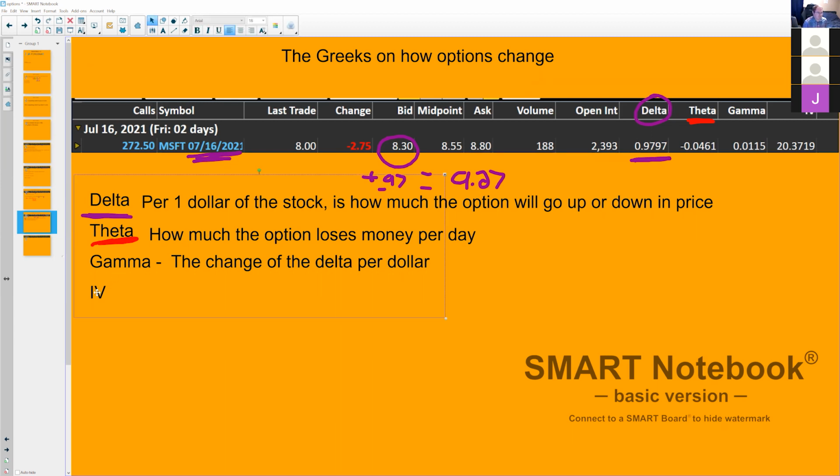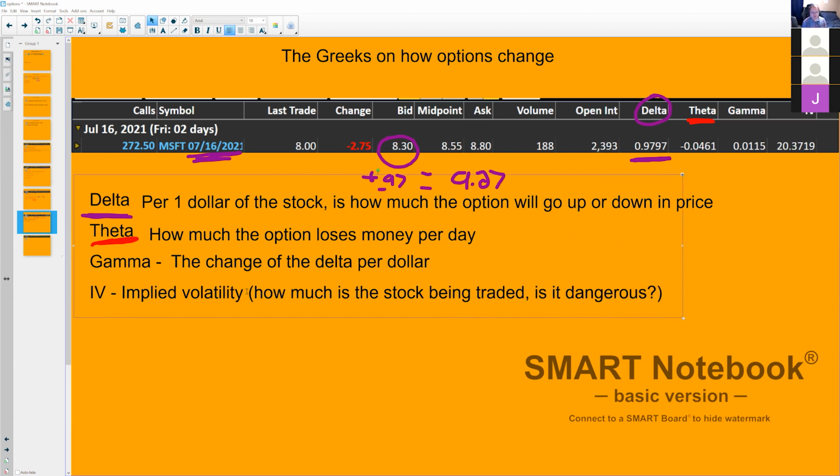IV, that's a good one. This means implied volatility. I always spell that wrong. There's an A in there. What it means is how much the stock is being traded. Is it dangerous? By dangerous I mean, is it a meme stock? Are there earnings? Because obviously that can show more volatility in the stock. That's all that means. This is a percentage. I try to go away from IVs that are higher than like 130%, because that means with that options contract you're paying a lot more for the same thing. You just have to be careful.